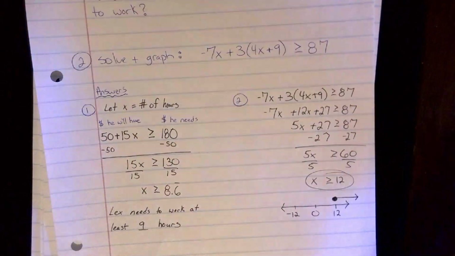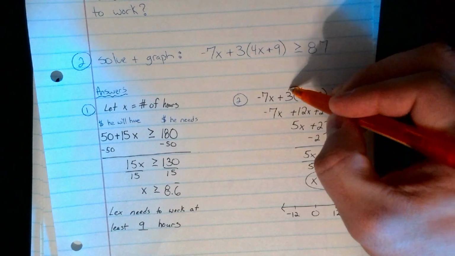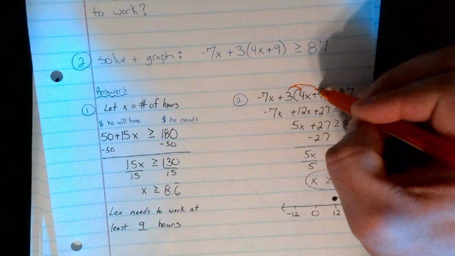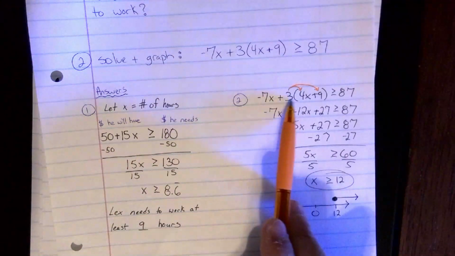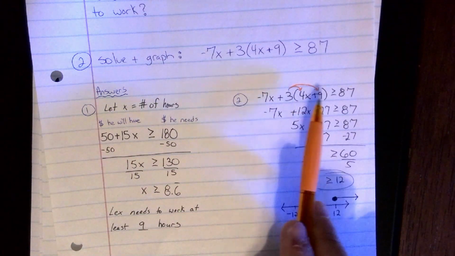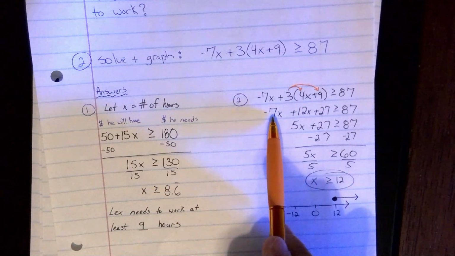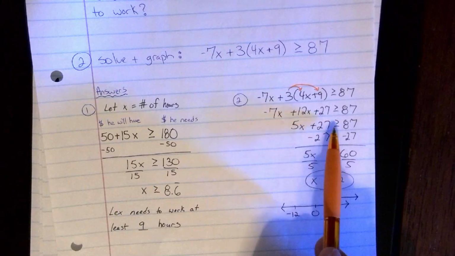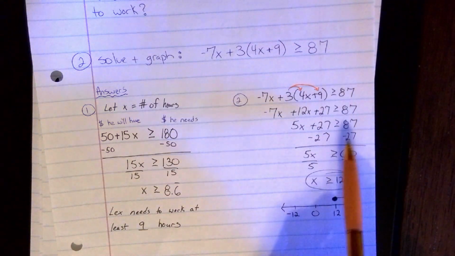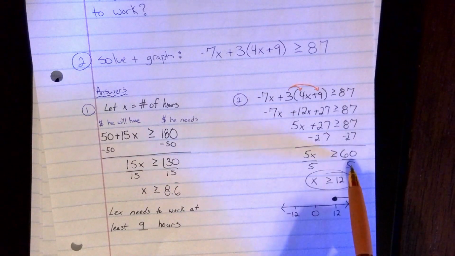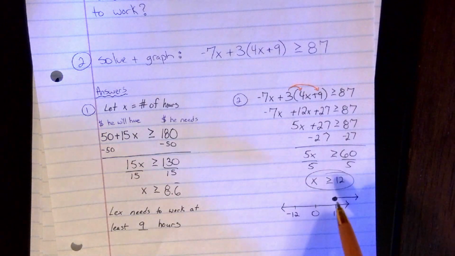Over here is one of the problems where it's a harder inequality, where you have to distribute. And then after you distribute, you also have to combine like terms. So I distribute first, just bring my negative 7x down. 3 times 4x is 12x. 3 times 9 is 27. Combine our like terms. Careful of the negative sign there. You get 5x plus 27 is greater than or equal to 87. Subtract 27 both sides. Divide by 5. X is greater than or equal to 12 is our answer, and there's our graph of that right there.